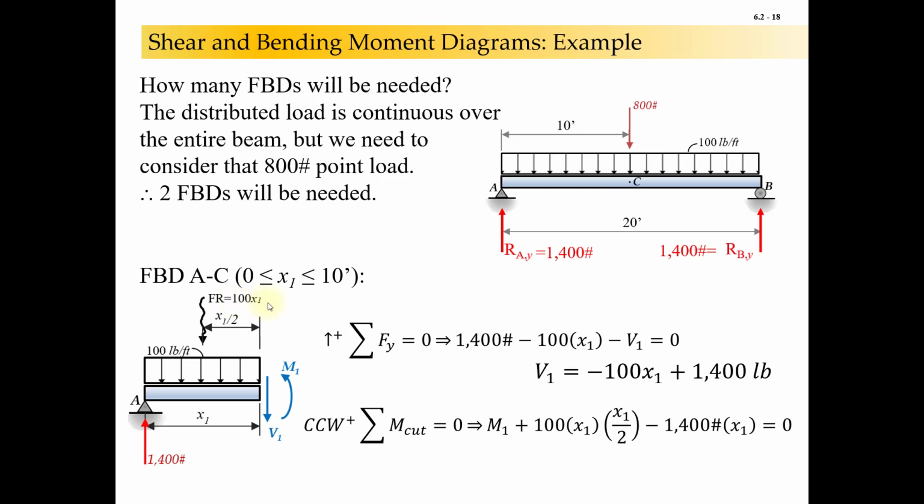Then I have 100x1 times the distance of x1 over 2, so 100x1 times x1 over 2, and that's a positive moment. This 1,400 pounds over here is a clockwise moment, so it goes in as negative: 1,400 pounds acting at a distance of x1, is equal to 0. Clean that up a little bit, and I get that M1 is equal to minus 50x1 squared plus 1,400x1. If you're savvy, you might be recognizing that the moment is the integral of the shear, and that's true.